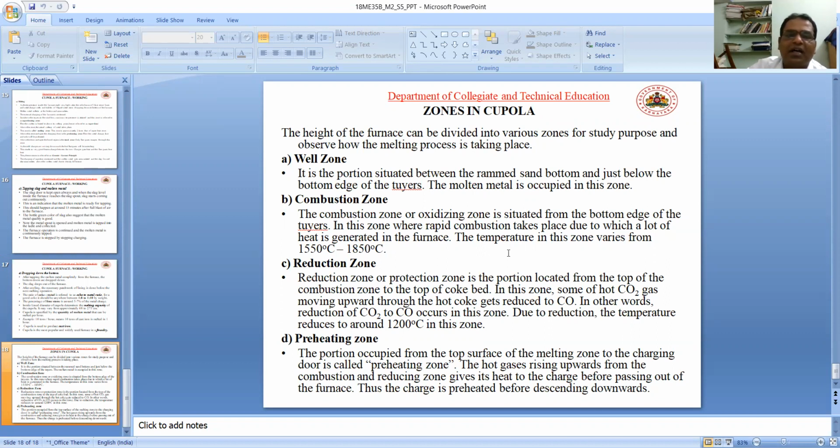So in this session, the furnaces are finished. So I'm going to stop the class here.